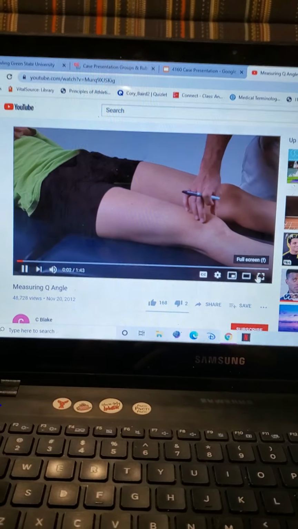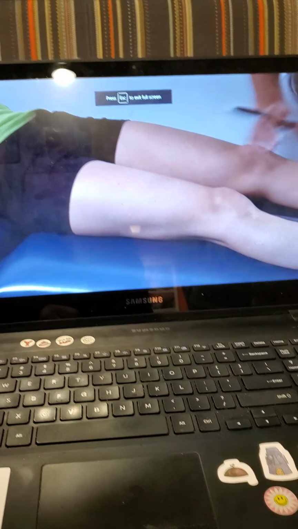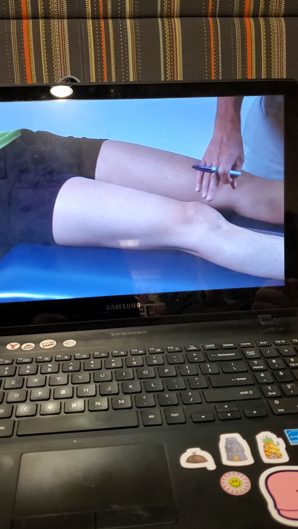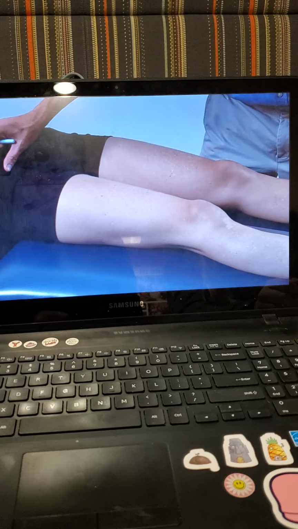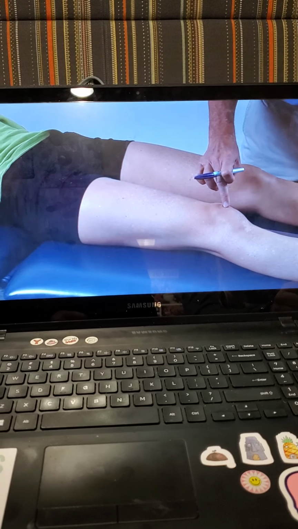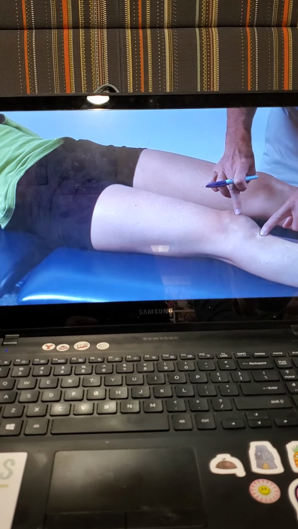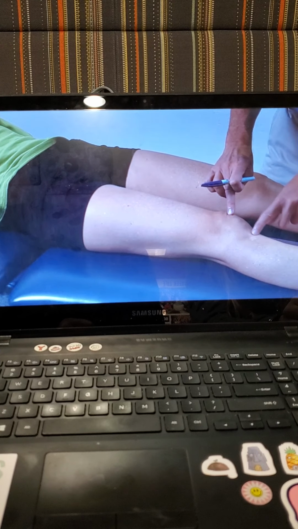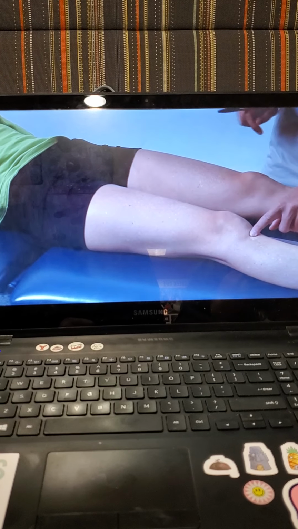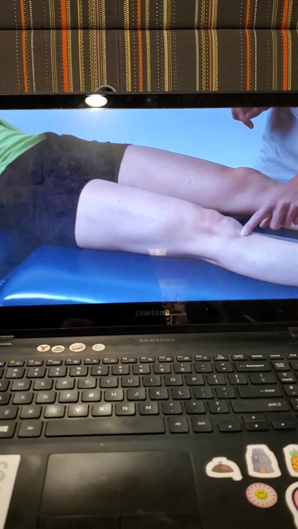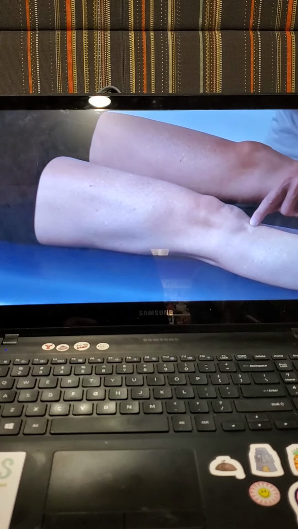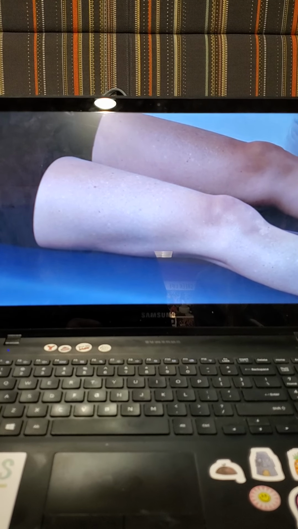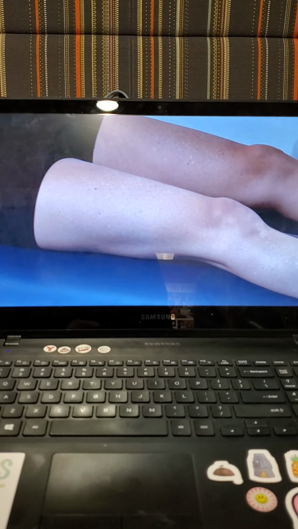Q angle stands for the quadriceps angle on the tibia. The landmarks that we're going to be looking at first are the ASIS, the midpoint of the patella, and the tibial tuberosity. To get an accurate measurement, we want to get where the tendon inserts onto the tibial tuberosity. So we have the patient contract their quadriceps like this, and we make sure that that is where it attaches. So we put a dot right in the middle of where that patellar tendon inserts onto the tibial tuberosity.